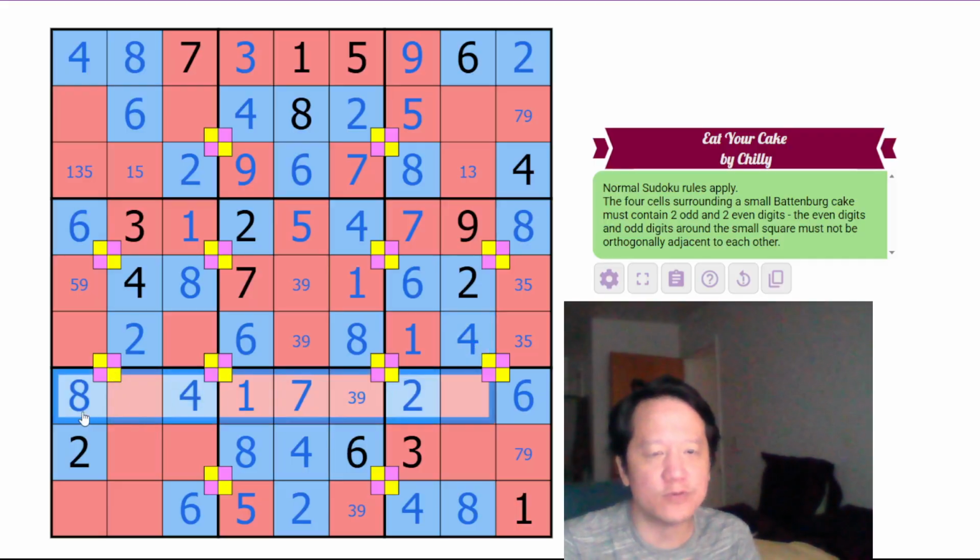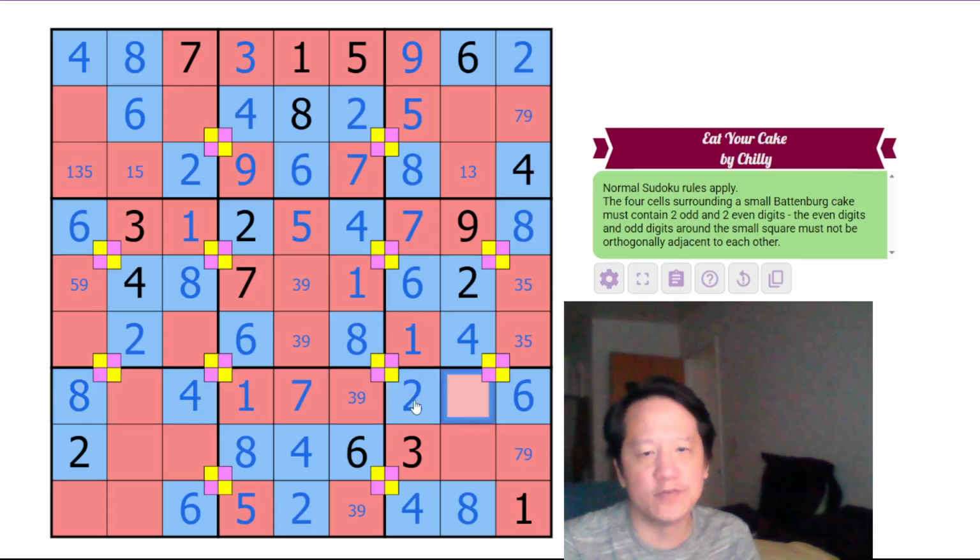Remaining digits of row 7, we have 3, 5, and 9 again. This can't be 3 because of 3 in the column, so it's 5, 9. This can't be 9 because of 9 in the column, and it can't be 3 because of 3 in the box, so this is 5, which makes this 9, which makes that 3, which makes that 9.